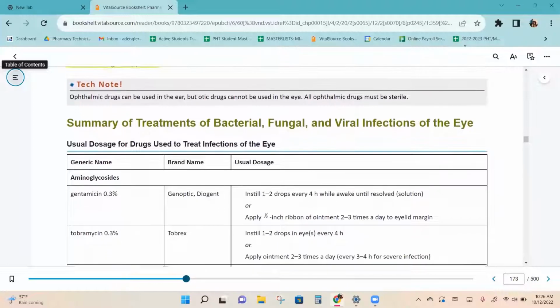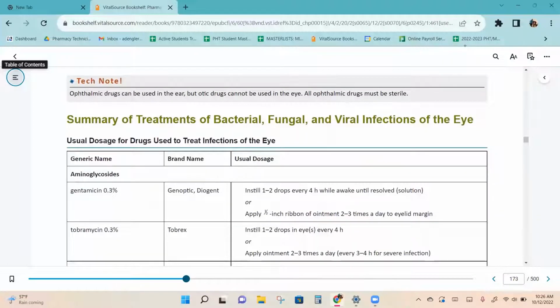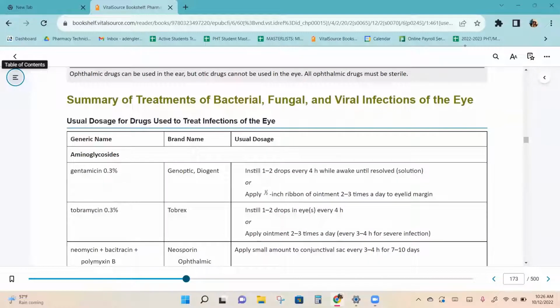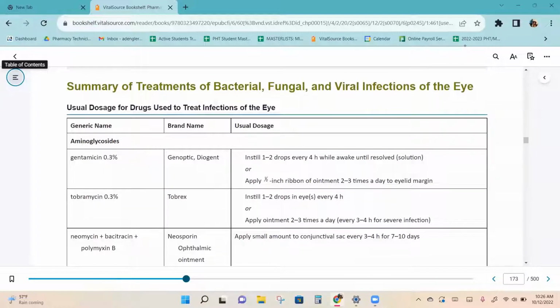So just a tech note that I want you to remember, ophthalmic drugs can be used in the ear, but otic drugs cannot be used in the eye. So if we need to treat something that is available in an eye drop, we can put it in the ear, but we cannot put eardrops in the eye.